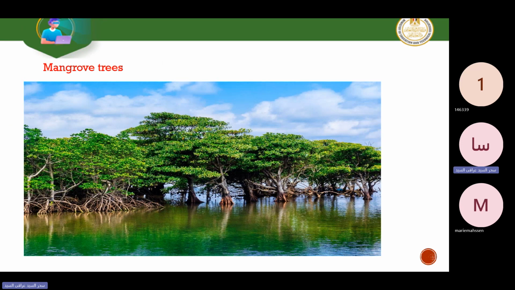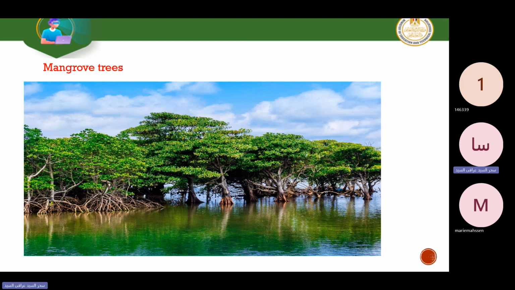Okay, let's move to another point. What is this picture? What are these trees? Why are they so important to our environment? They are called mangrove trees. We should use, or we should have, more of them, especially in our country, Egypt. Why? Because they protect farms and communities from strong wind and storms. We have a lot of them on the coast of the Red Sea in Egypt. Of course, they stop sand from damaging the farms and buildings.